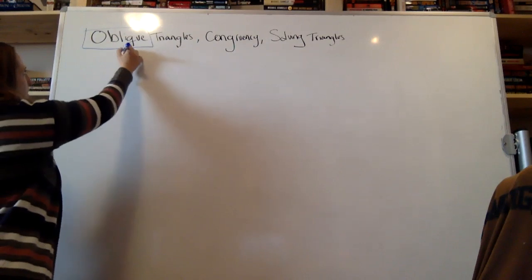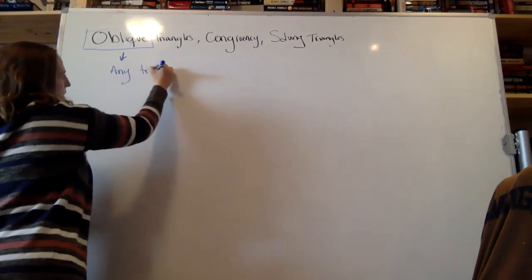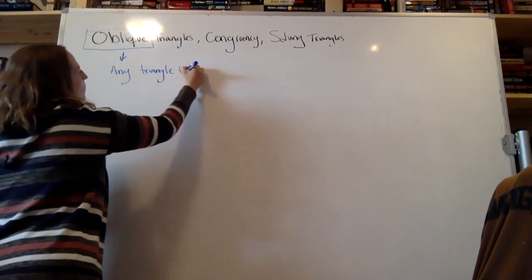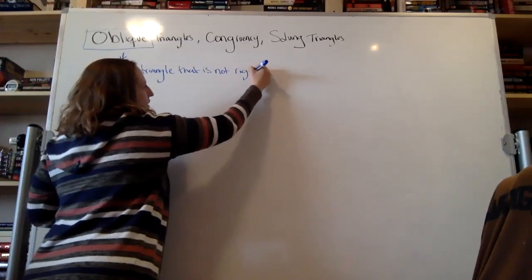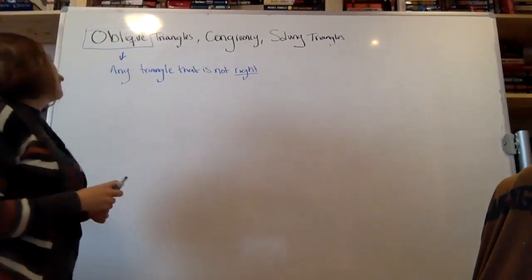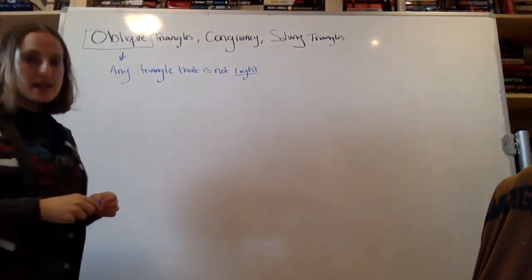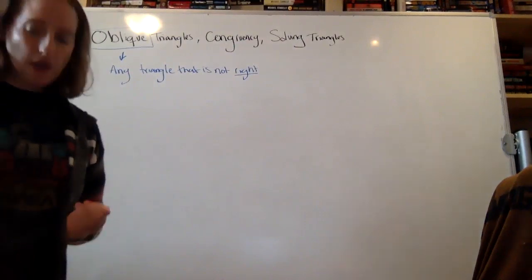An oblique triangle is any triangle that is not right. Okay? So remember, a right triangle has a 90-degree angle. We're now going to deal with triangles that are not right. That is, they don't contain a 90-degree angle. And we want to see if we can't solve those triangles.